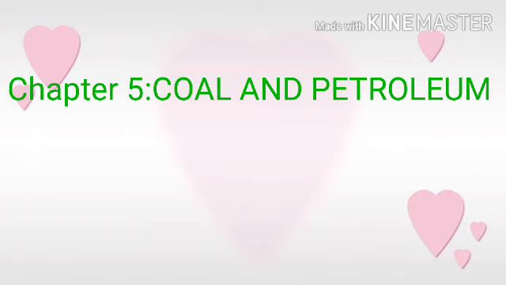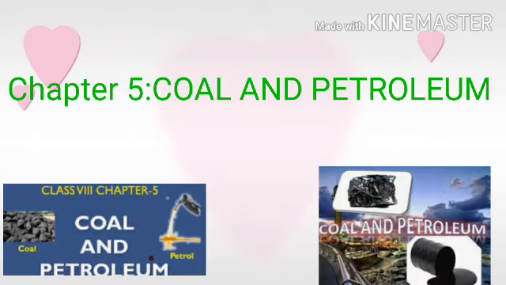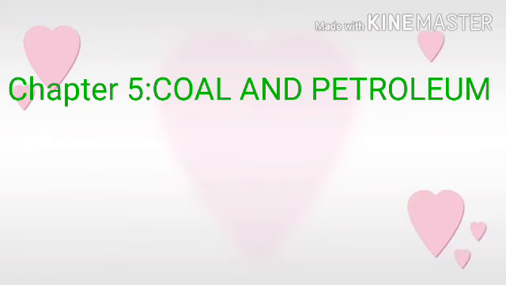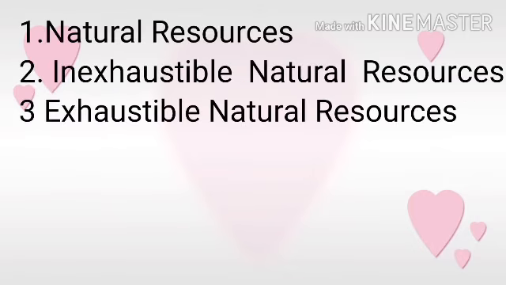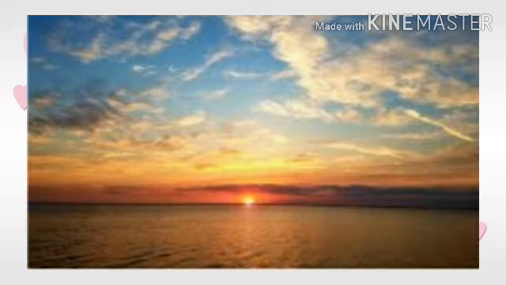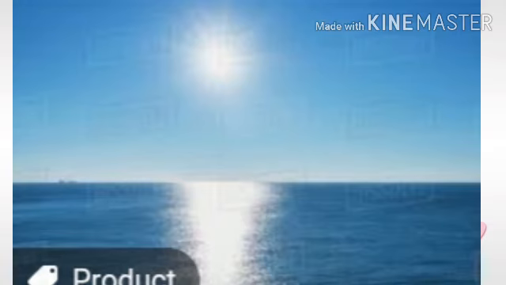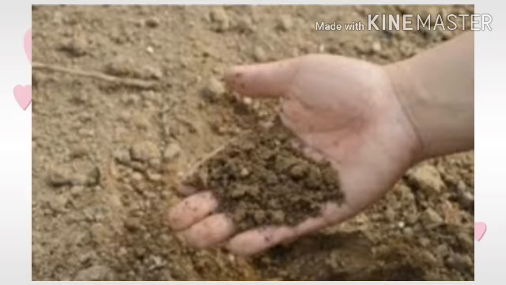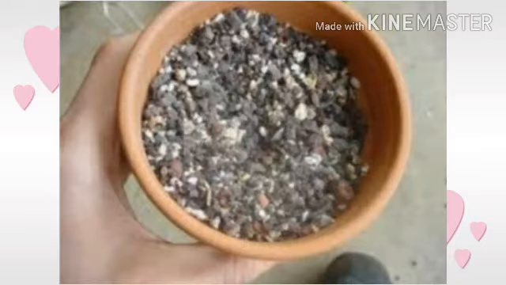Today's topic is Chapter 5, Coal and Petroleum. Before we start the topic, I am going to tell you about some important terms. Number one, natural resources. So, what do you mean by natural resources? Resources that are obtained from nature are called natural resources, that is, air, water, soil, and minerals, etc.